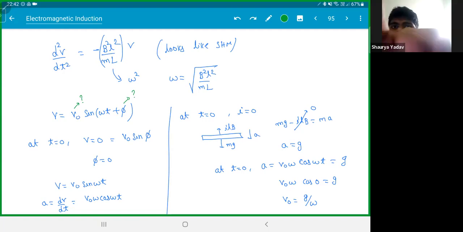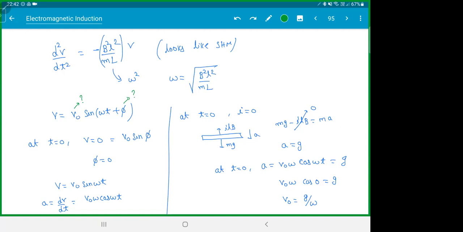See, Max doesn't care. You're calling it V, Max calls it X. Max will say, I don't care what you're calling it. The differential solution is the same. It looks like SHM, but before SHM, it is actually a mathematical equation, isn't it? All clear with this page? Any doubts on this page?